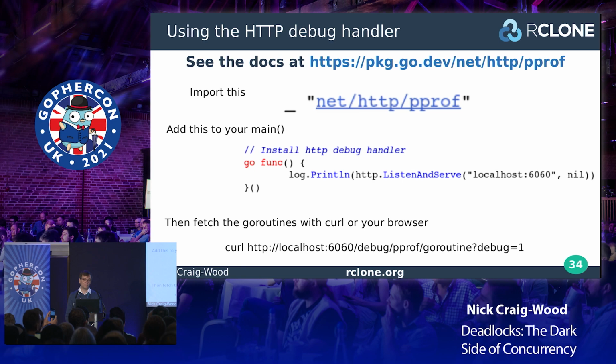It's pretty simple, though. Import net/http/pprof and then run a little goroutine as an HTTP server. You may have an HTTP server running in your code you can attach this to already. You might also want to think about security as well.